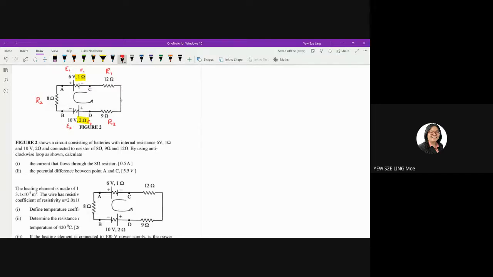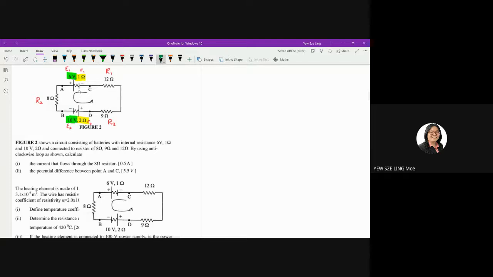And of course, before that, you need to identify the directions of current first because you are not given the directions of current. So if you remember the things that I told you in the previous class, you compare the values of EMF between two batteries. You compare the values. If they have the same terminal facing each other.